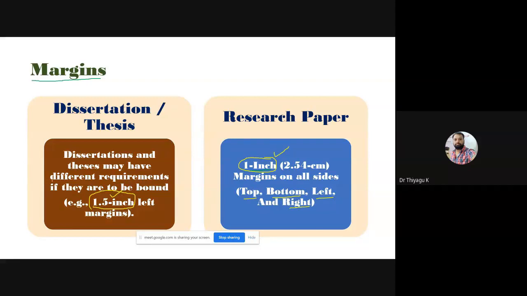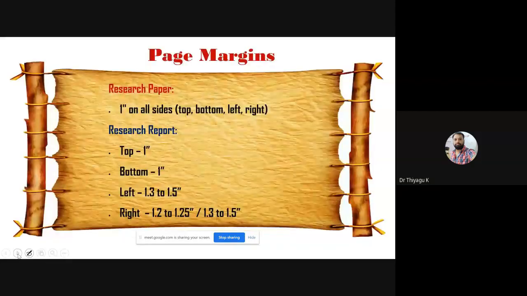I'm going to tell you in what manner we have to fix this. The same thing I'm showing here. The page margin for the research paper is 1 inch, which is 2.54 centimeters. For the research report, top and bottom are 1 inch. The left margin you can go with 1.3 to 1.5 inches. Why I'm saying this: if you are at the MA level, 1.25 or 1.3 is enough, because MA level dissertations are maximum 100 pages only. Therefore, even if you bind it with 1.25, it won't be affected.